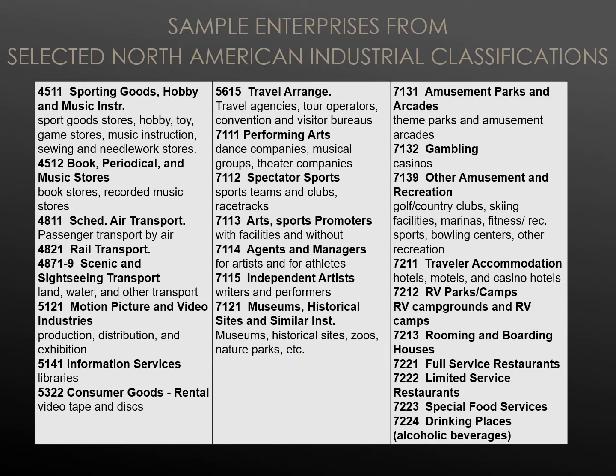So here's a sample from the North American Industrial Classifications for the SIC, those codes we were just discussing. So you can see they've got different things lined out here, like gambling. Casinos is 7132. Things like scenic and sightseeing transport for land, water, and other transportation is going to be 4871-9. So they've got a lot of different codes here, and they're used for those different ratios and standards.